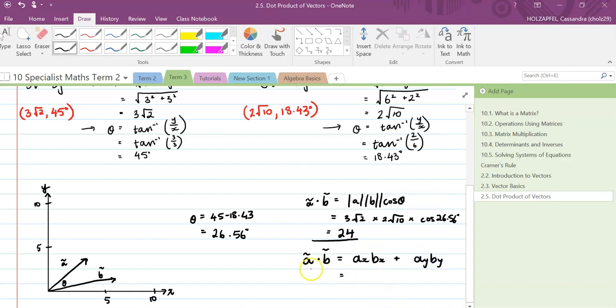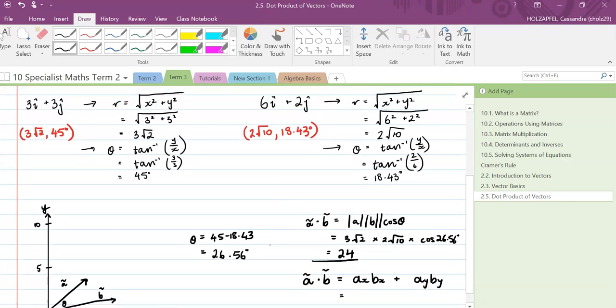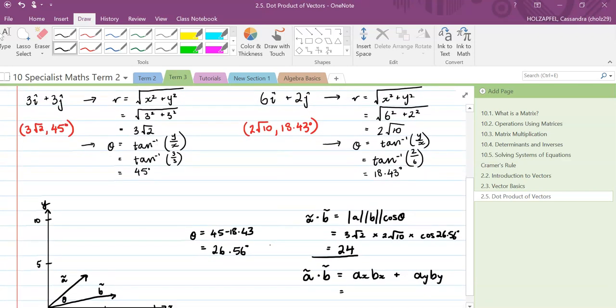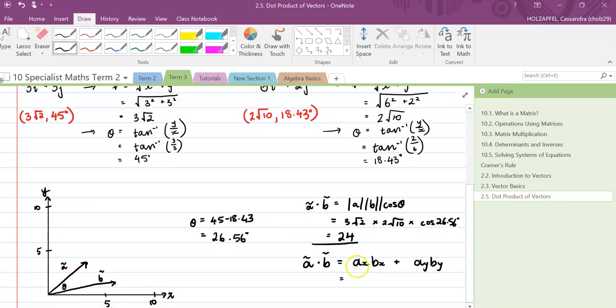So originally for my first vector we had 3, 3, and then for my second vector I had 6, 2. So for my x component here, this is going to be 3 times 6 plus 3 times 2 for my y component. So that's going to be 18 plus 6, which again is going to be 24. So depending on which form that we originally have it in will depend on which formula we choose to use for our equation. So that's how we find the dot product of two vectors and how we can find it in both polar form and Cartesian form.